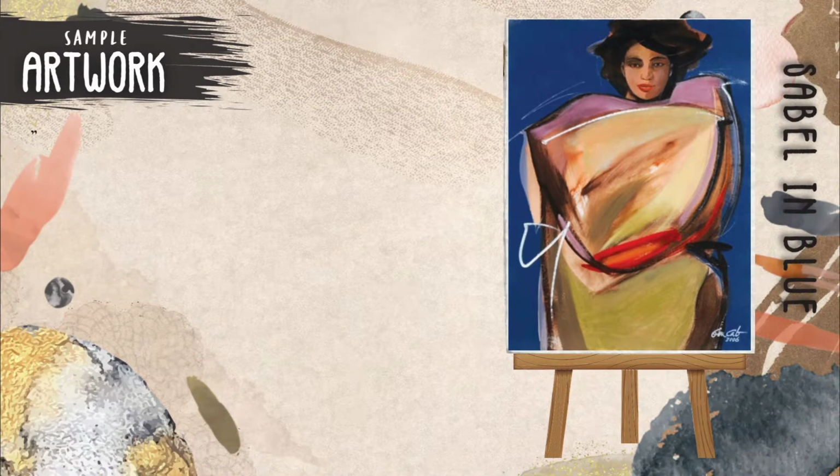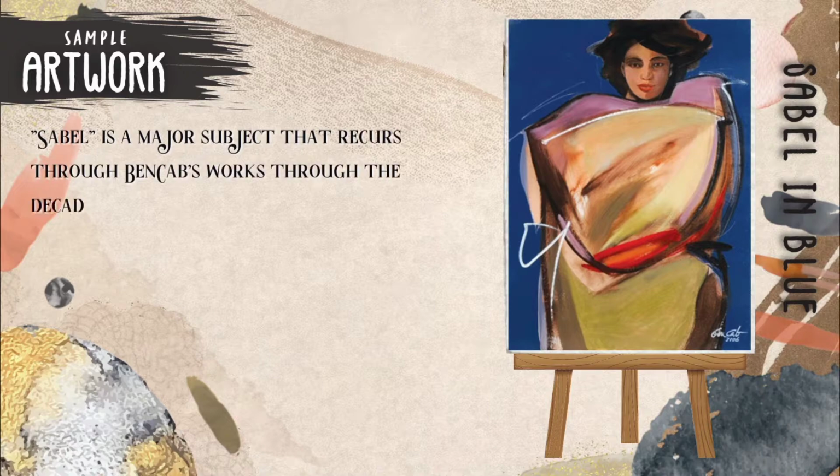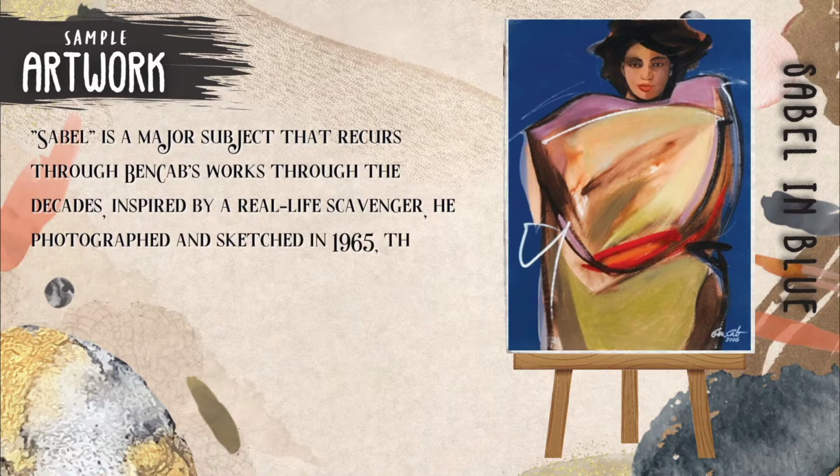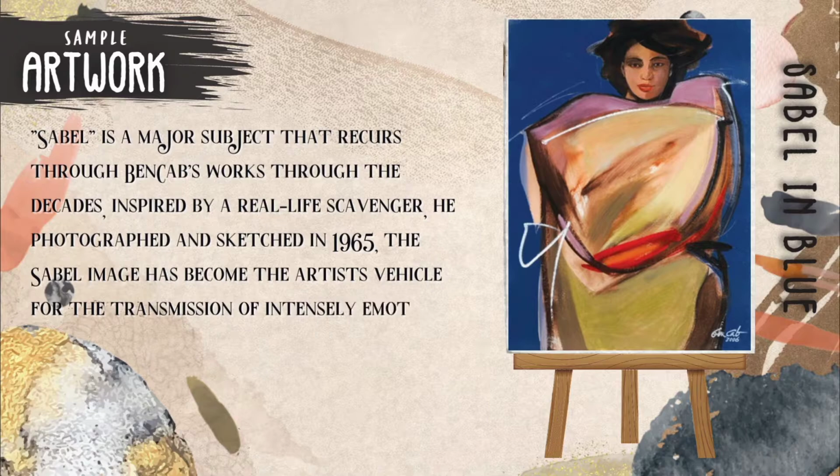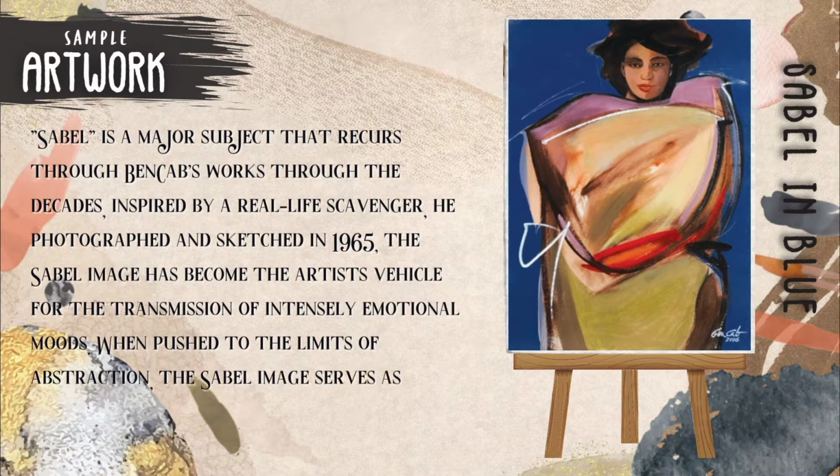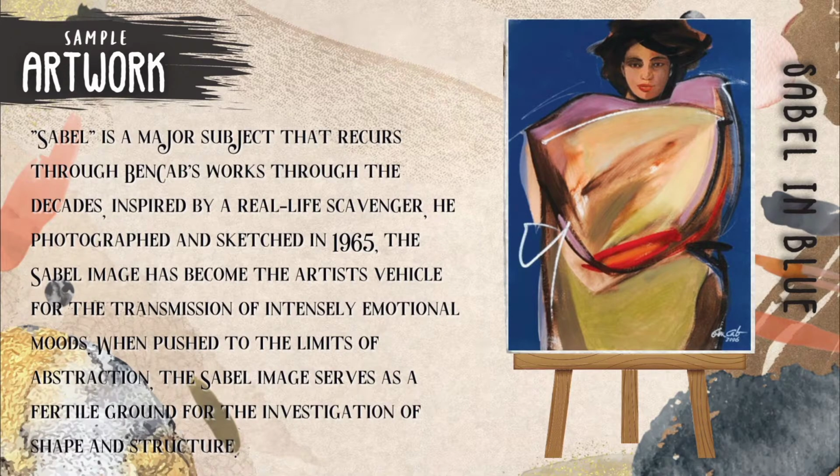Here is Benedicto Cabrera's sample of his work. Sabel in Drill. Sabel is a major subject that recurs through Ben-Cab's work through the decades. Inspired by a real-life scavenger, he photographed and sketched her in 1965. The Sabel image has become the artist's vehicle for transmission of intensely emotional moods. When pushed to the limits of abstraction, the Sabel image served as fertile ground for the investigation of shape and structure.